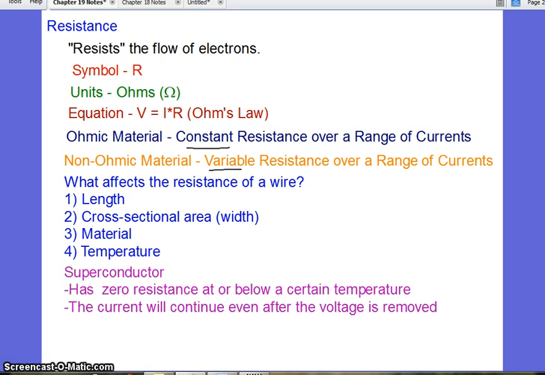Another thing that affects the resistance of the wire is the cross-sectional area. That's the width of the wire. So the wider the wire, the less the resistance. The narrower the wire, the more the resistance.